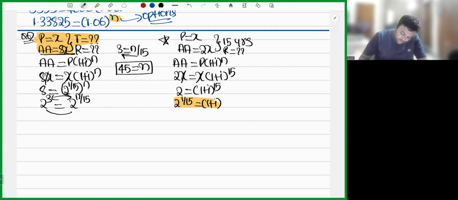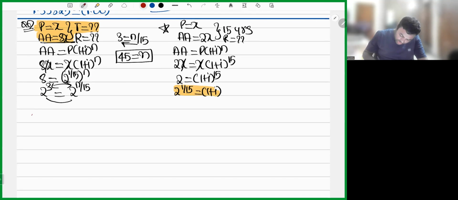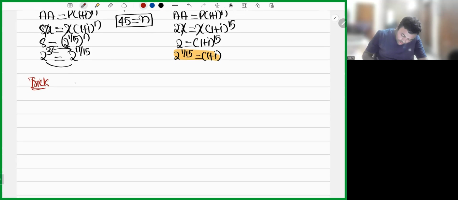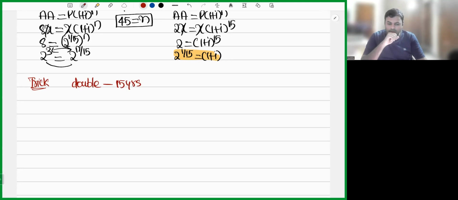Let me explain to you the trick here. Now, what is the trick? He is telling it will double in how many years? 15 years. It doubles itself in 15 years. In how many years is it going to become 8 times?